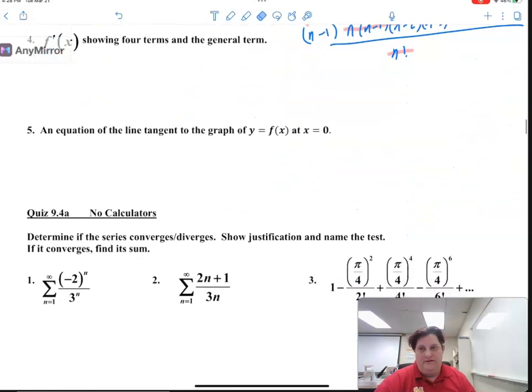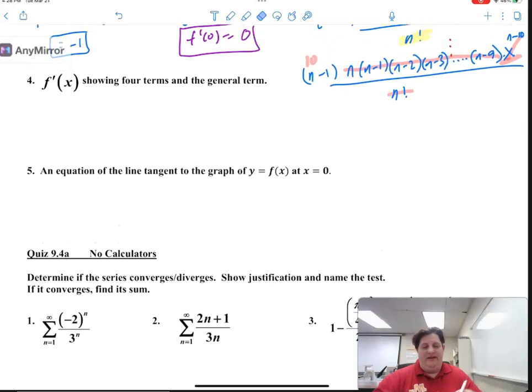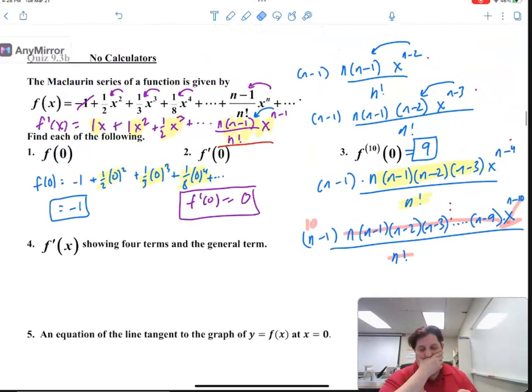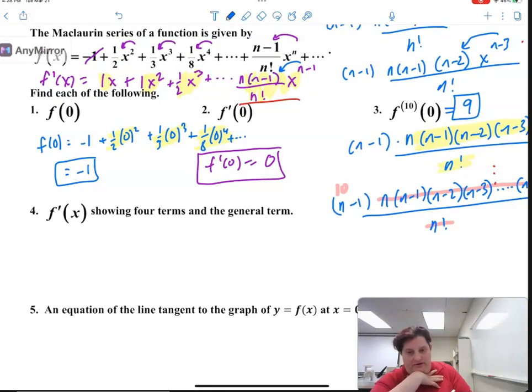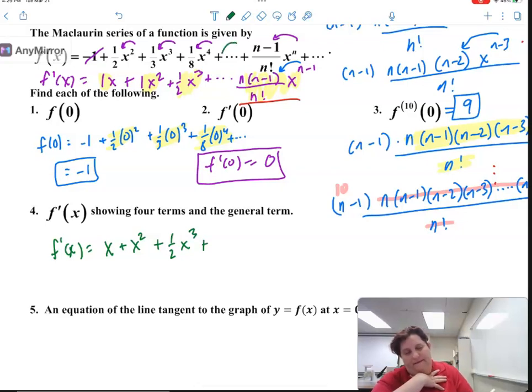All right. Crazy. Let's find f prime of x showing 4 terms and showing the general term. So the derivative of this, we kind of already did it right here, but we'll write it over again down here. The derivative of this is x squared, 1/2 x to the third. I've got to do 4 terms, so the next one would be the next term.